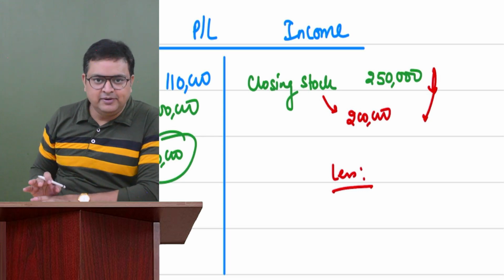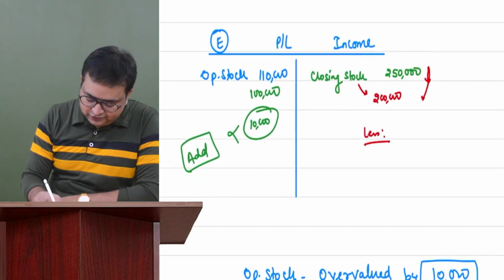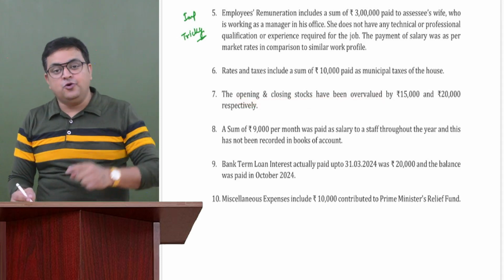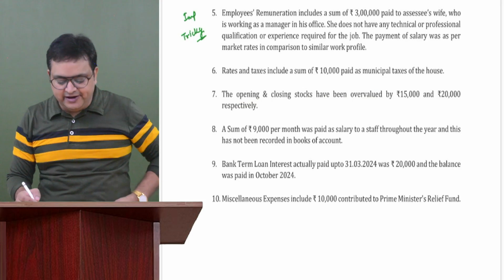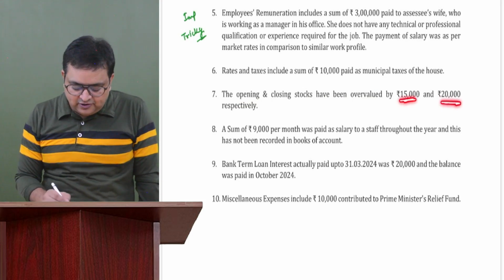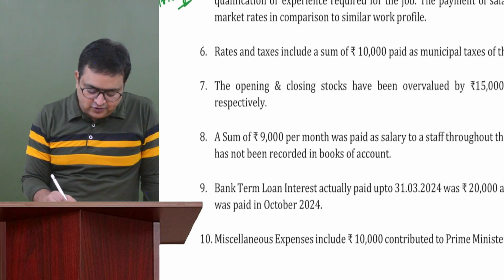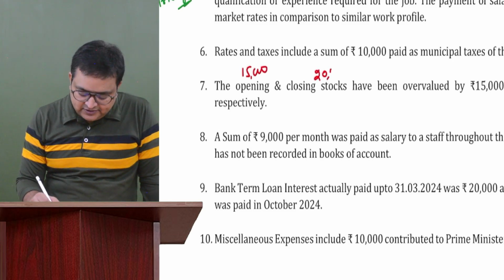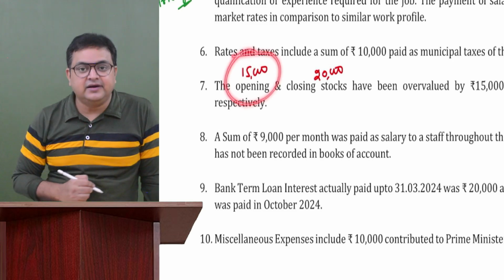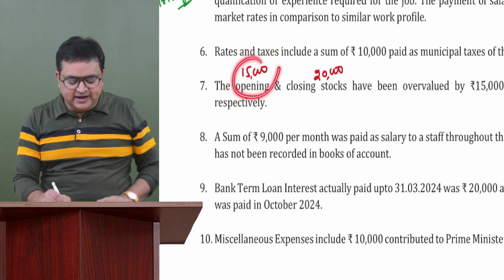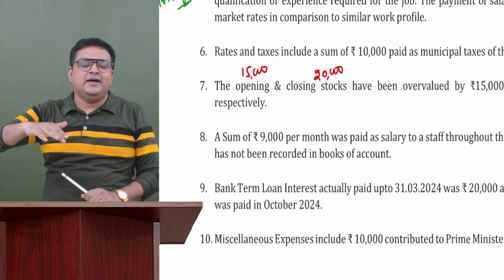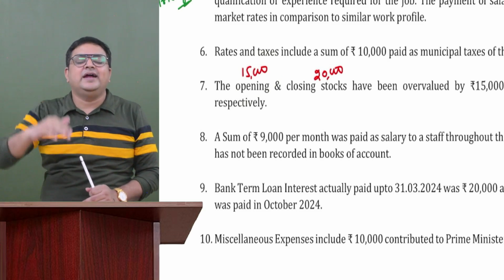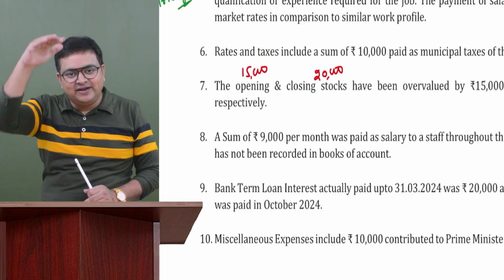Correct? So I believe that you will be able to do this particular calculation of opening and closing stock. See, here it is mentioned that opening and closing stock have been overvalued. Opening stock is also overvalued. Closing stock is overvalued by rupees 15,000 and 20,000 respectively. So opening stock is overvalued by 15,000. Closing stock is overvalued by 20,000. Tell me what you will do. Sir, we will correct it. So what will happen? Sir, this is my expenses side and I am now decreasing it because it is overvalued. So to correct it, I have to decrease it by 15,000. My expenses of 15,000 are getting decreased.